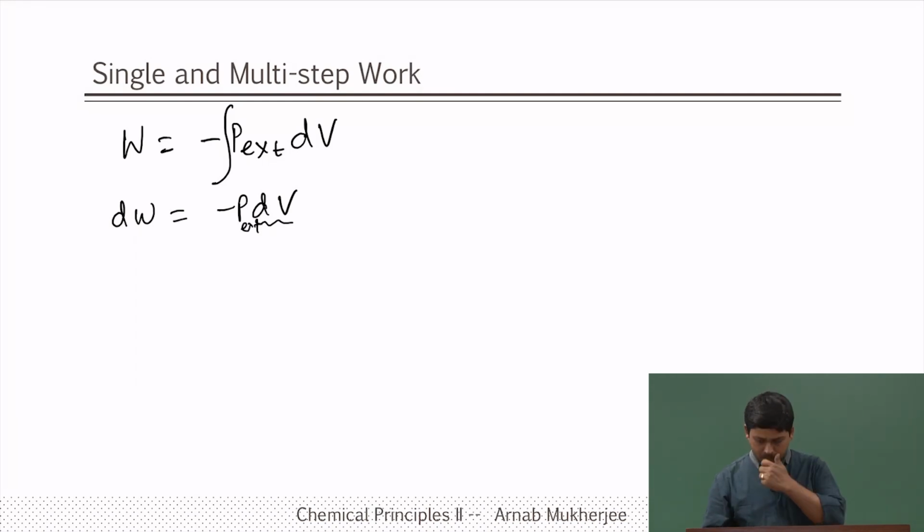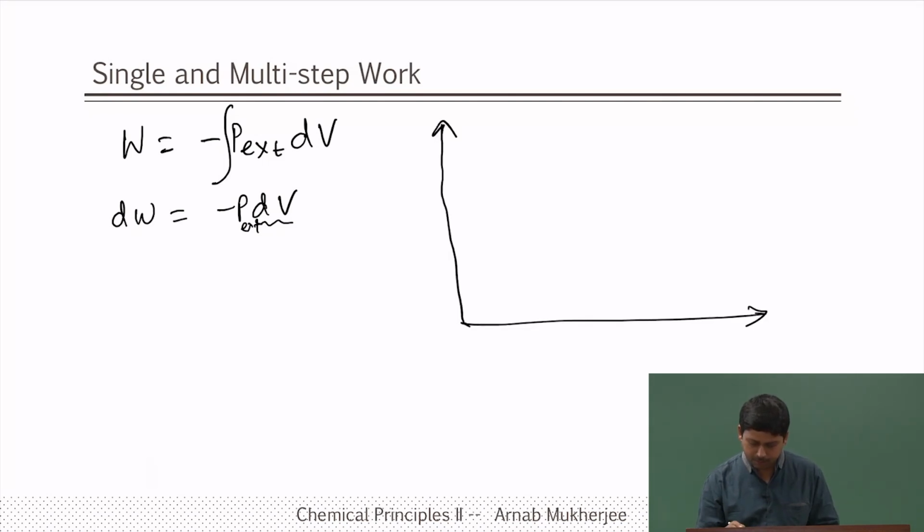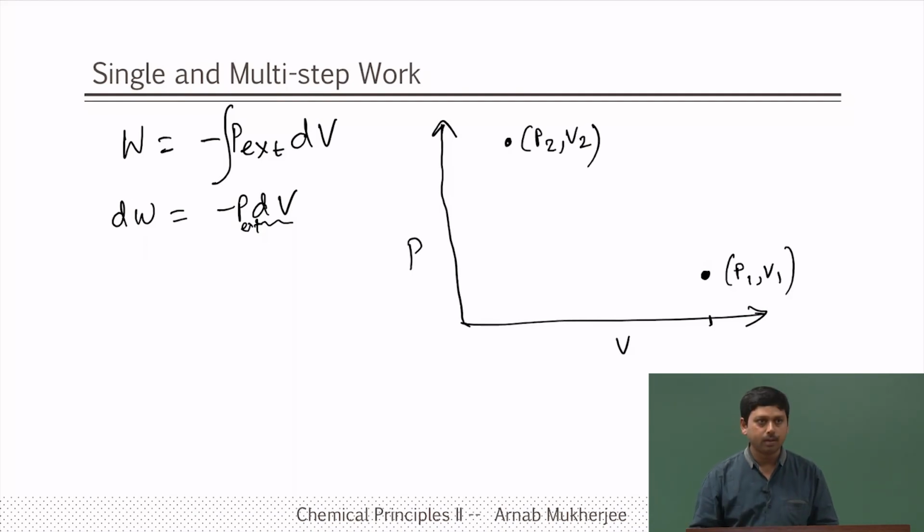Now, let us see what happens when you go from one point to another point. Let us take 2 points. This is, let us say, P and V, and let us say this is P1 V1 and this is P2 V2. Okay. Now, let us say we go from P1 V1 to P2 V2.